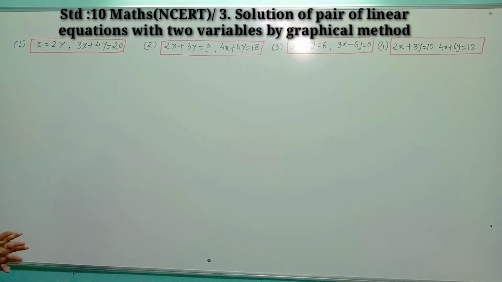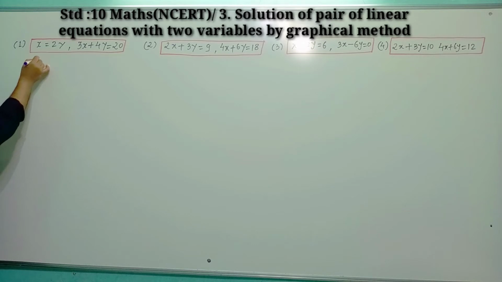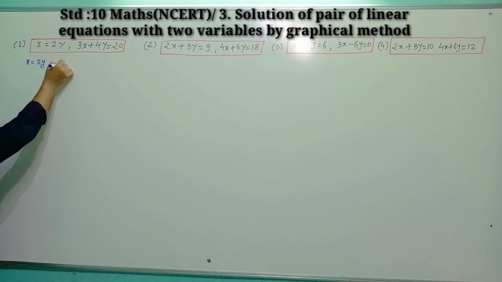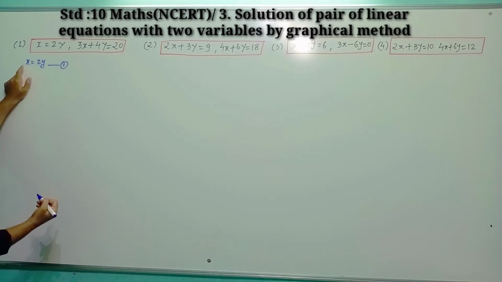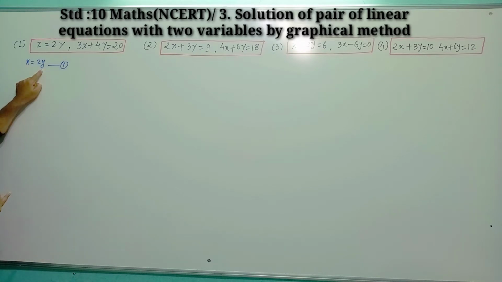Okay students, let us see how we can find out different solutions of this pair of linear equations with two variables. Okay, the first equation is what? x is equal to 2y, right students? So consider this is equation 1. Now you can consider the values of either x or y. Here you have formulated x, so you will consider the values of y. So you can consider 1, 2, 3, 4, or minus 1, minus 2, minus 3, minus 4. These considerations depend on the relation between x and y.